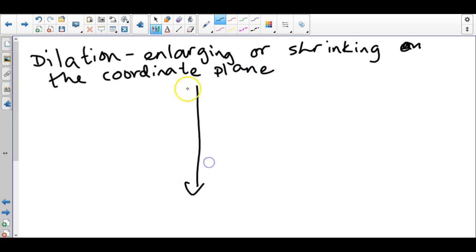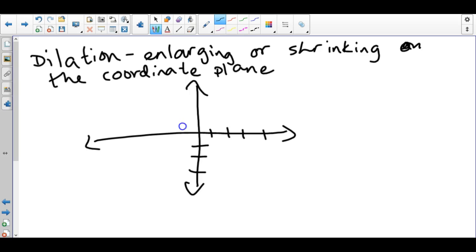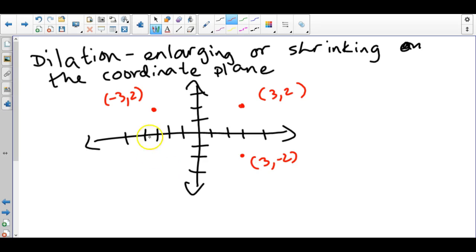An example. Let's say we have a rectangle with corners at -3, 2, +3, 2, +3, -2, and -3, -2.